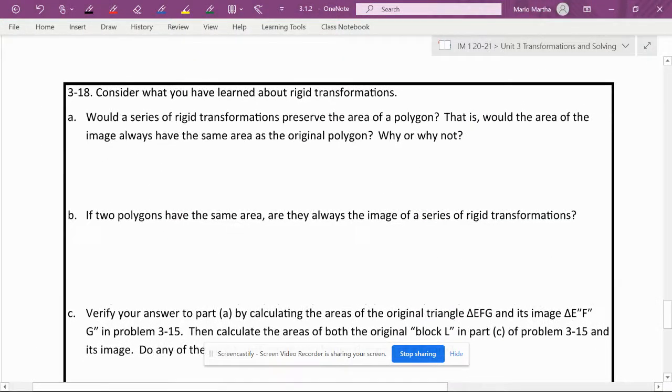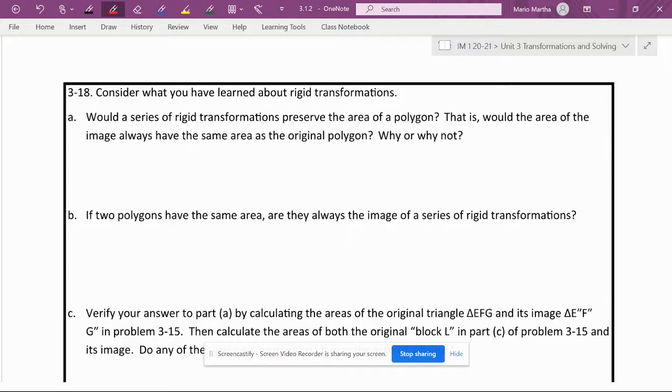All right, continuing with the last part of 3.12, and this would be part 4. Consider what you've learned about rigid transformations. Would a series of rigid transformations preserve the area of a polygon? That is, would the image always have the same area as the original polygon? Why or why not?